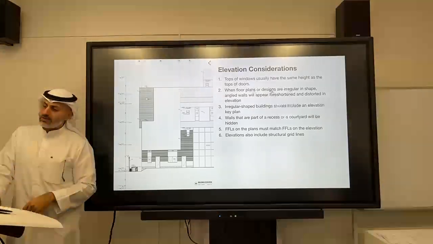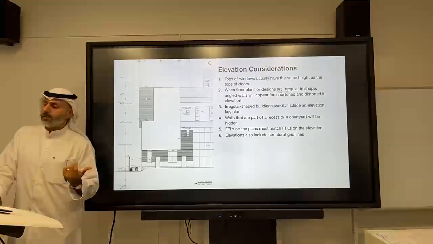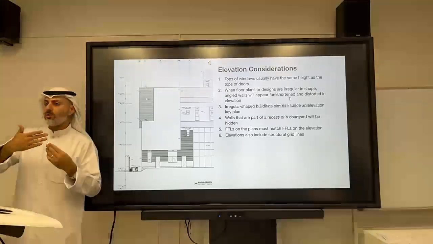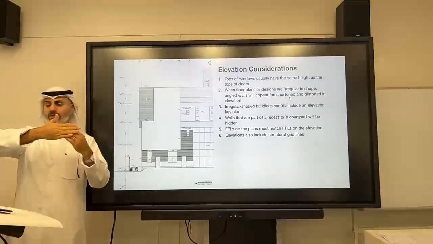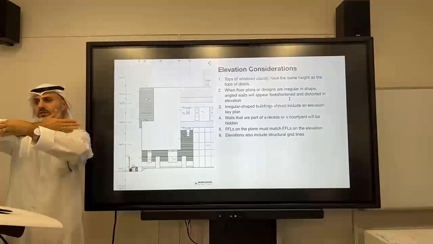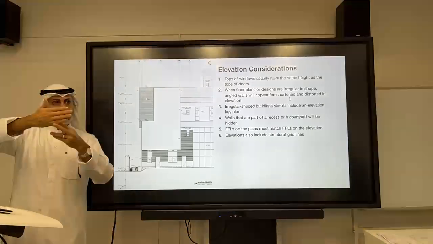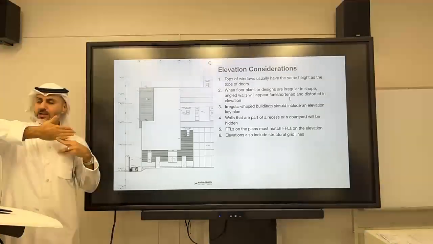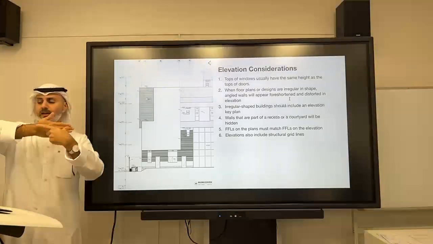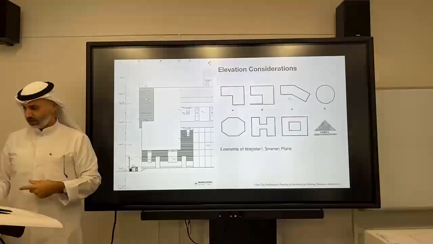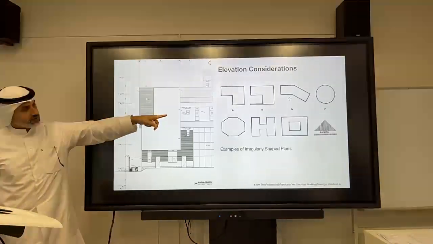When the floor plans or the design of your building is irregular, the walls are going to appear distorted. But if this is your elevation, you see it as a normal facade. Now, if my elevation wall was like this, the lengths would be different. So if you look at here, for example, look at C.